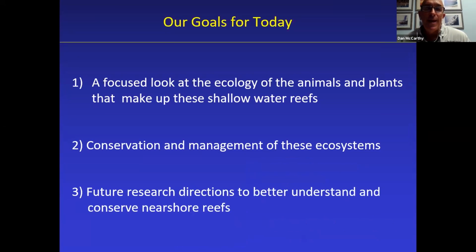So the goals for today are: one, we're going to take a focused look at the ecology of the animals and plants that make up these shallow water reefs. Two, we're going to talk a little bit about the conservation and management of these important ecosystems. And three, share with you a little bit what we feel are the future research directions that should be taken to better understand and conserve these nearshore reefs.